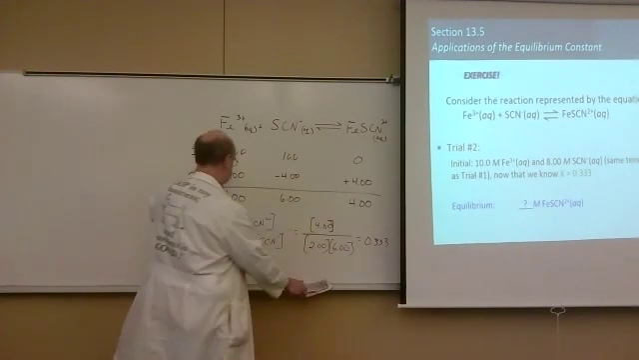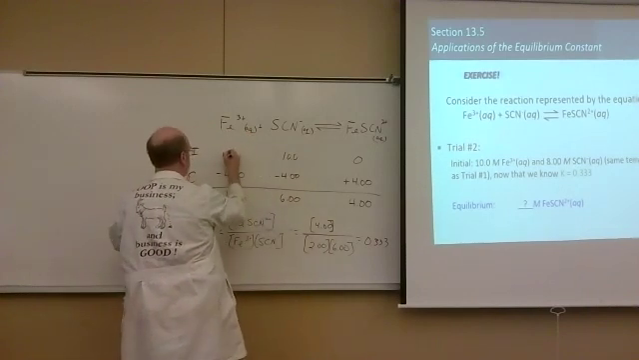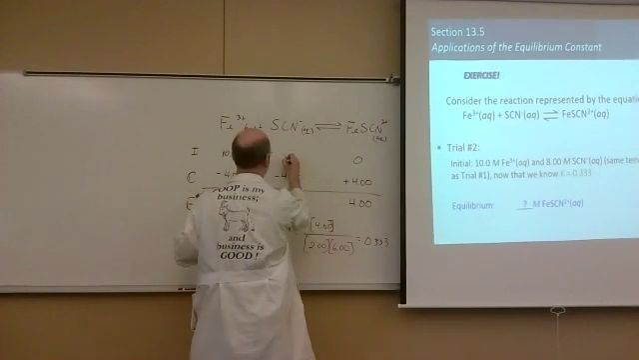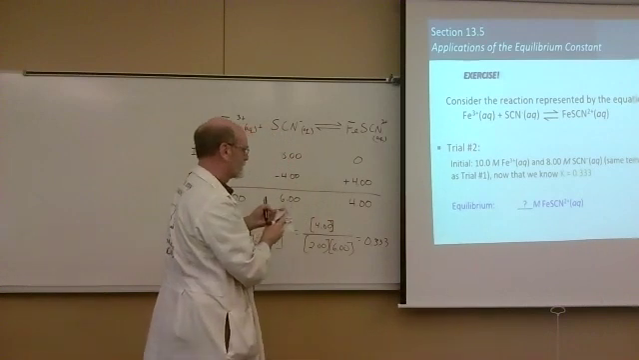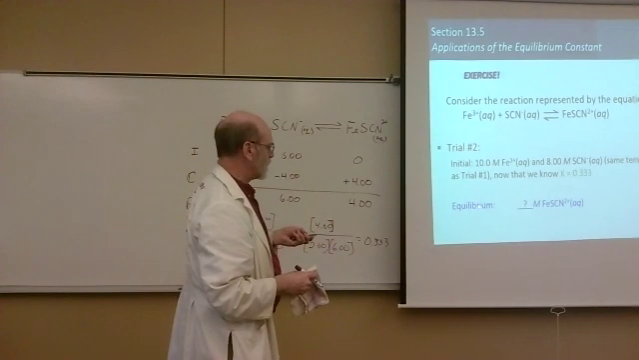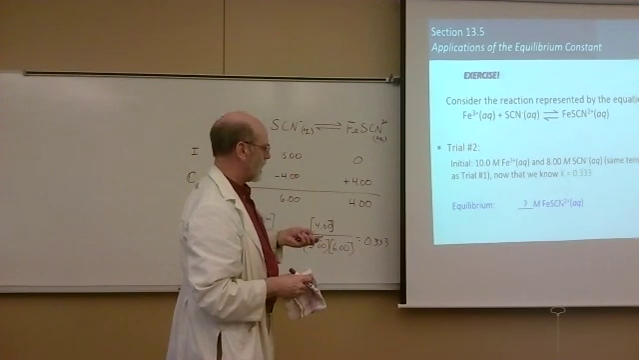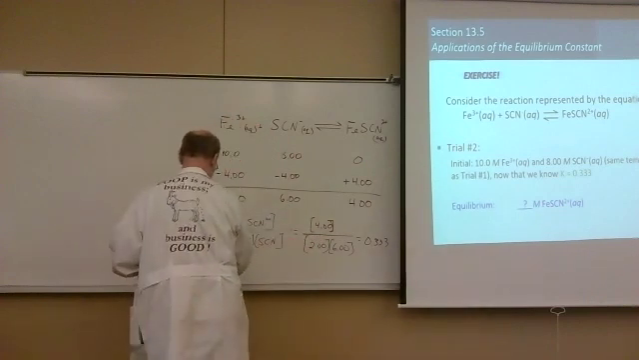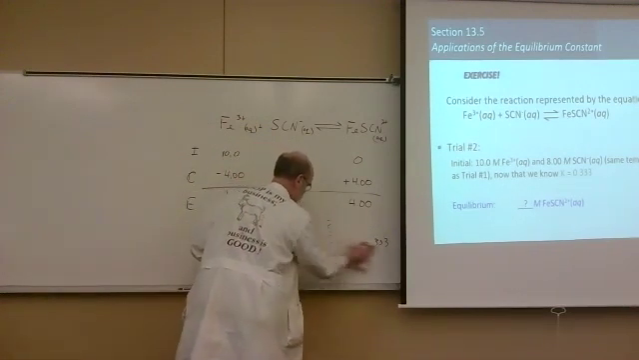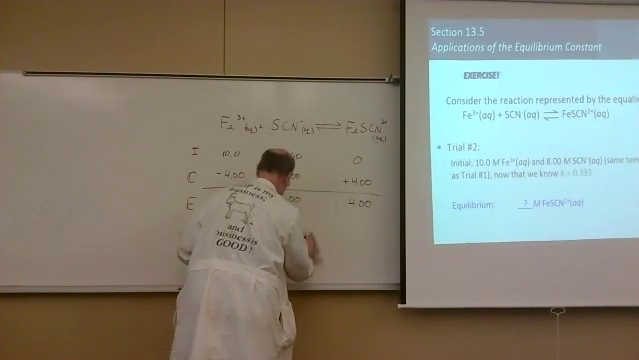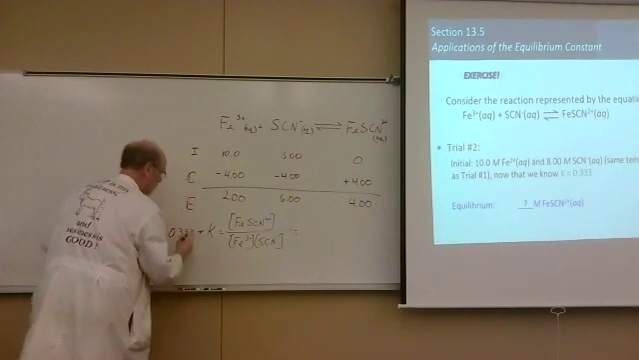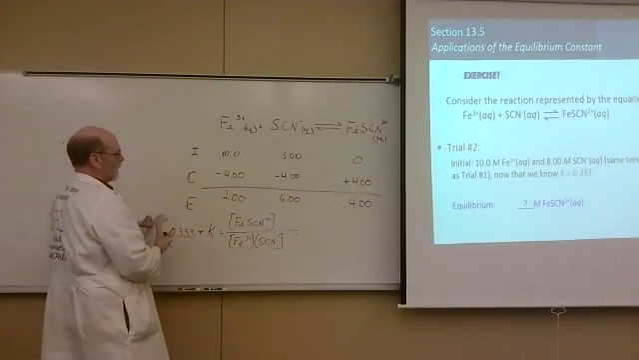So if we hold the temperature constant, then we can do another calculation where we say start with 10 here and 8 here. And the question is then, what's the equilibrium concentration of the iron thiocyanate? That was a previous calculation. So this one is equal to that expression.